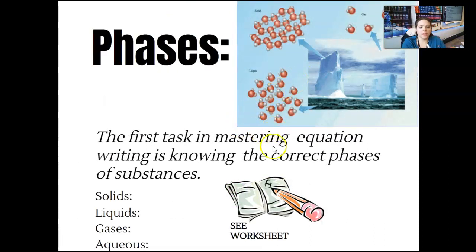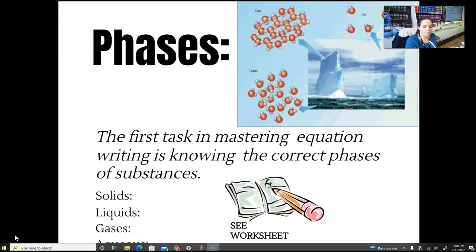All right. Phases. First task in mastering equations is writing the known correct phases for each substance. Solids are any and all metals, typically on this side of the reference table. Liquids, well, water is a liquid, just know that. Water is liquid. And then element-wise, bromine and mercury are liquid. Your gases are all the nonmetals. And anytime you see aqueous, that just means solution.